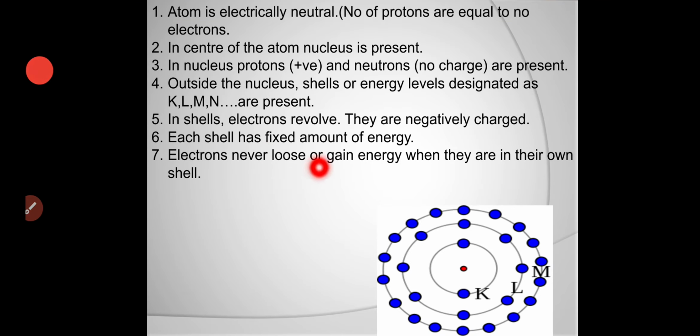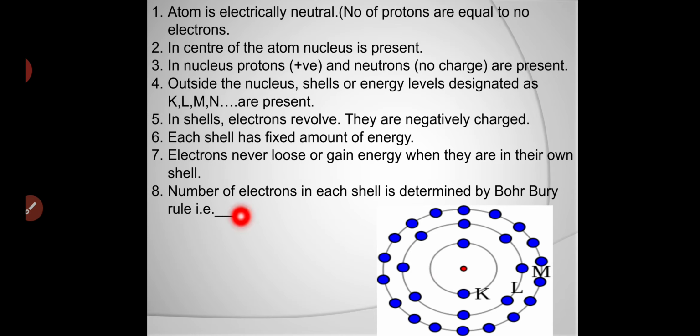Electrons never lose or gain energy when they are in their own shell. So if the electron is in the first shell, or K, it will not lose energy. What did the electromagnetic theory say? That when electrons revolve, they lose their energy and collide with the nucleus, right? So what Bohr said is that these shells contain a particular amount of energy, that's why the electrons do not lose energy, or gain any energy.